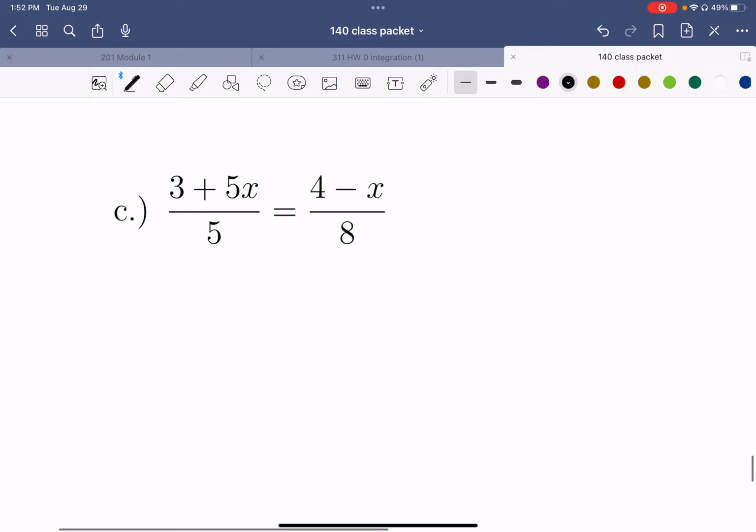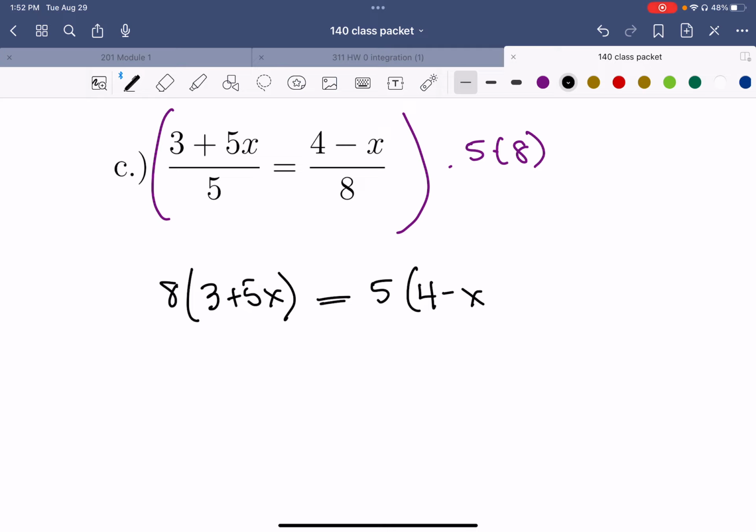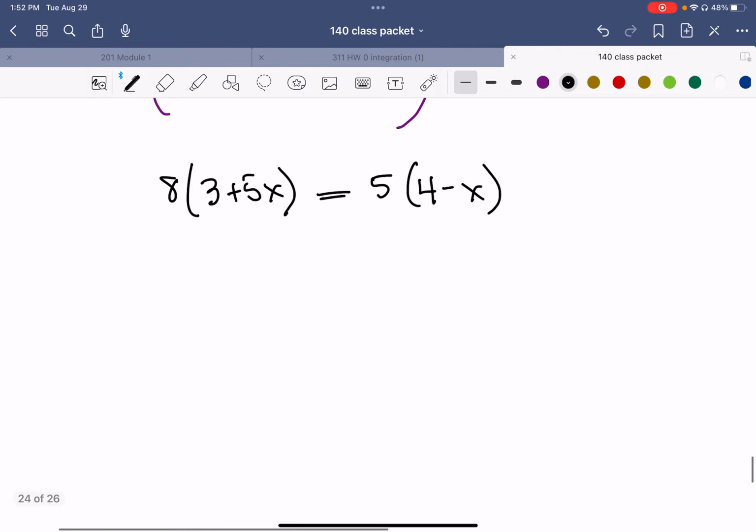All right, now let's go to C, where we've got some denominators brewing here. And so we are going to clear our denominators right off the bat. So we're going to multiply by both denominators, the 5 and the 8. So if we multiply by 5 and 8, you're multiplying by 40. When we distribute that to the first one, the 5s will cancel, and I'm going to have 8 times whatever's in the numerator. And on the right-hand side, the 8's cancel, and I'm going to have 5 times whatever was in the numerator. And then I'm going to distribute.